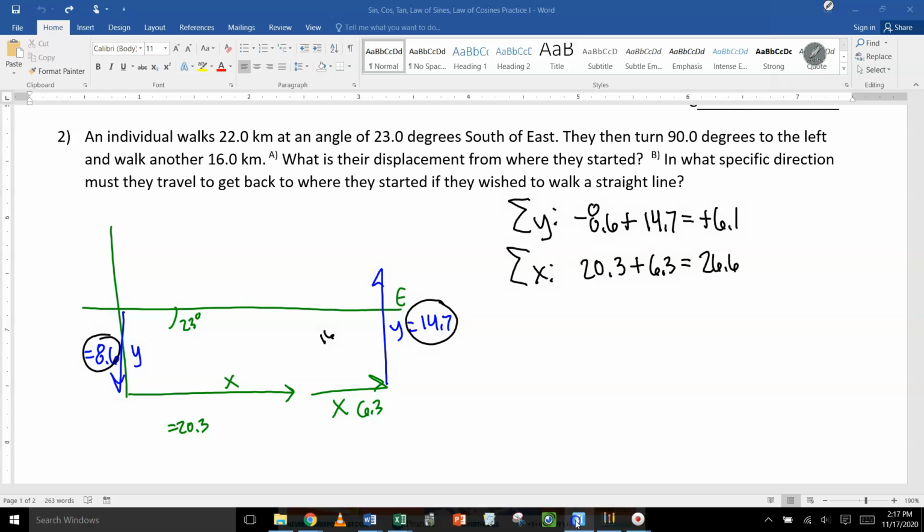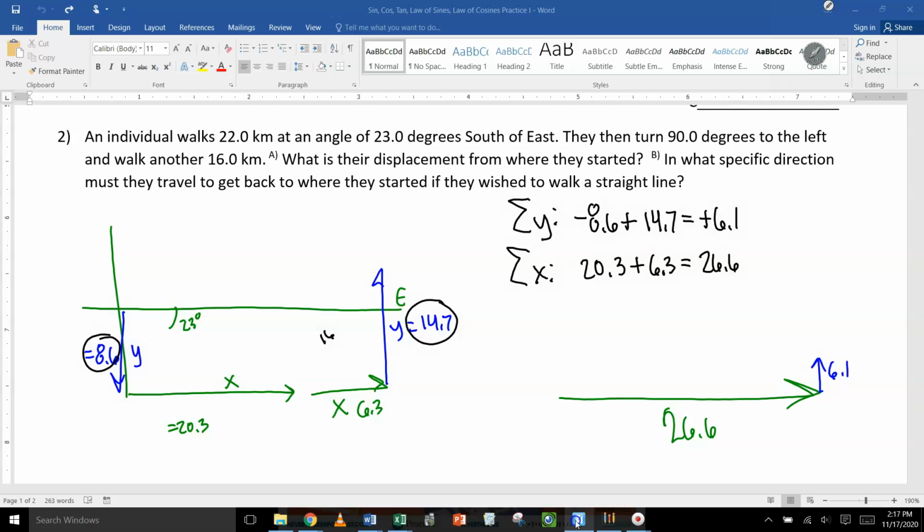So really what I did in this whole problem, I ended up walking to the right 26.6, and then I walked up 6.1.